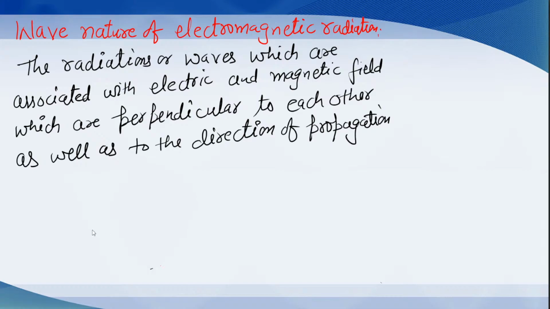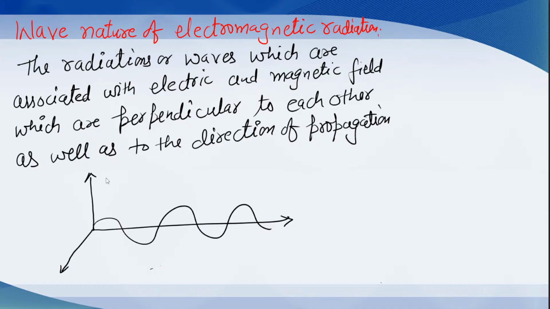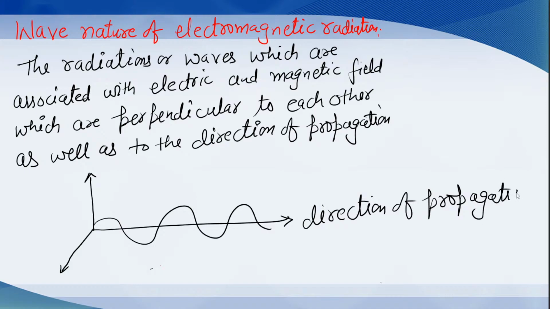For example, let us say this is the direction of propagation. That means the electric and magnetic components are perpendicular to each other. This is the direction of propagation. Then one is the electric field and the other is the magnetic field. If this one is the electric field, then this one is the magnetic field.